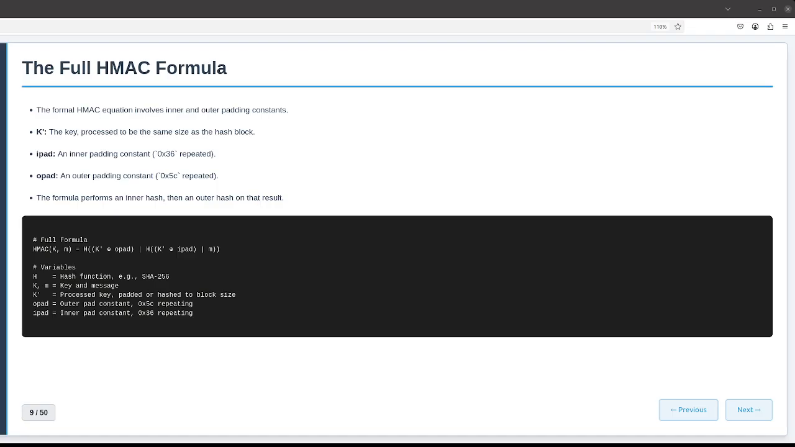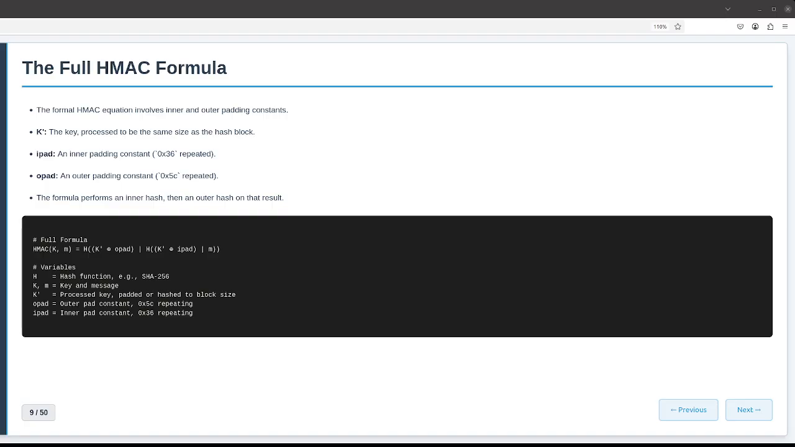Now, let's look at the full, formal definition of HMAC. It looks a bit intimidating, but we will break it down piece by piece. The formula is HMAC of K, M equals H of (K' XOR opad) || H of (K' XOR ipad) || M. Here, H is our chosen hash function, like SHA-256.